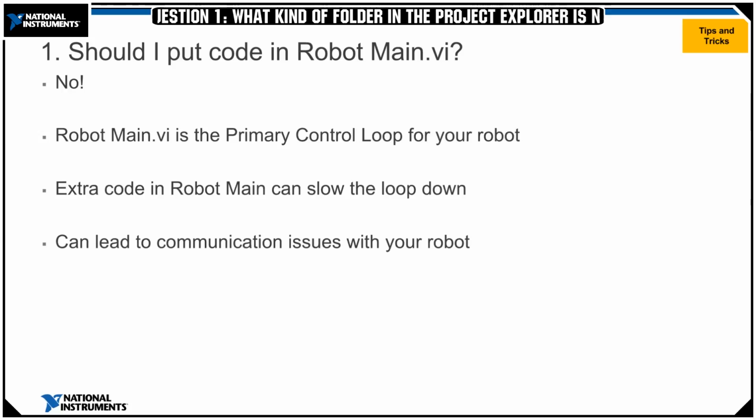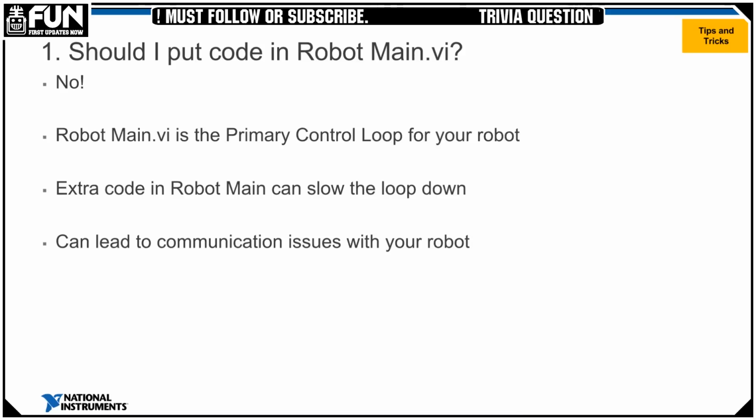Tip number 1. Should I put code in RobotMain.vi? The answer is no. Don't ever put code in RobotMain.vi. RobotMain is the primary control loop for your robot. So that's the actual VI that's running every 50 milliseconds to make sure your robot is communicating with the driver station, that it's talking to all the motor controllers. It's doing a lot in the background that you can't really see on the block diagram for RobotMain. So it's pretty critical that that runs at the time rate we have it set as. That's why we have SubVIs in there, because those are allowed to run at different rates from RobotMain.